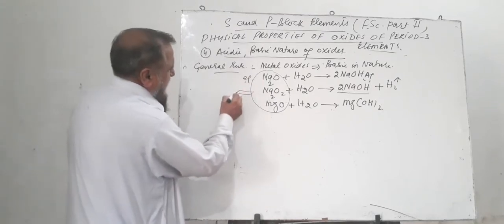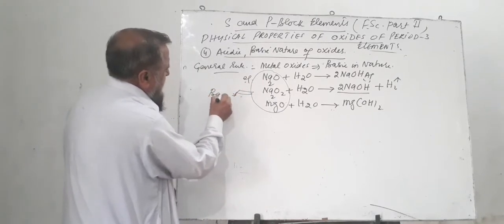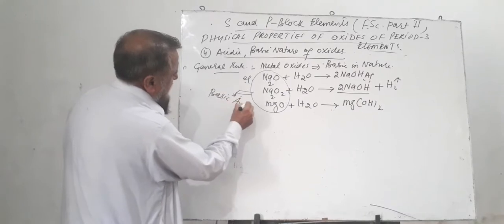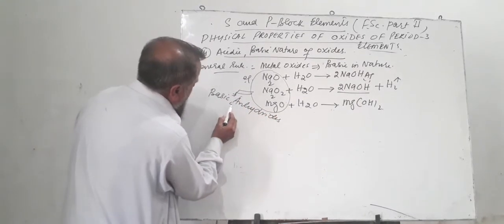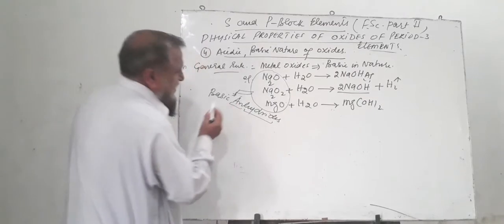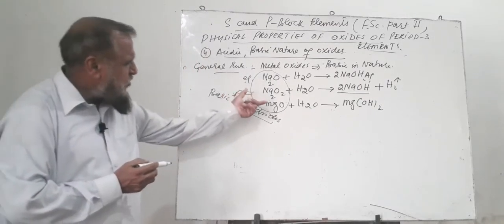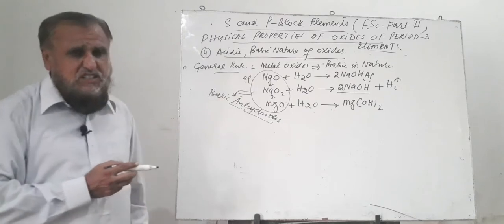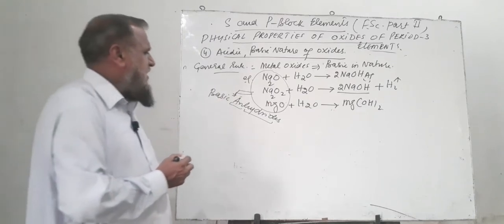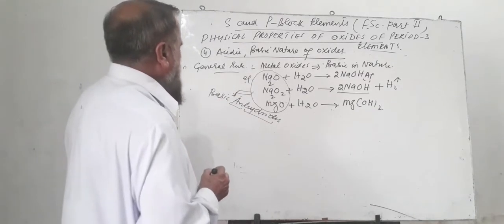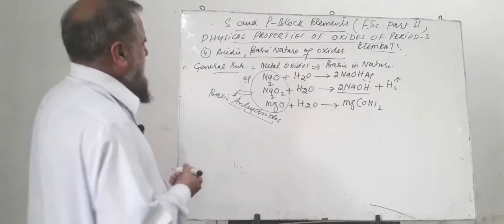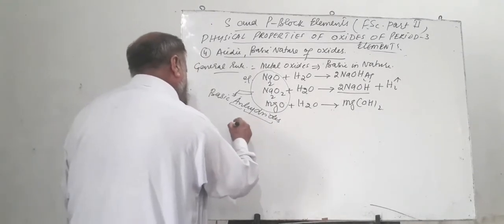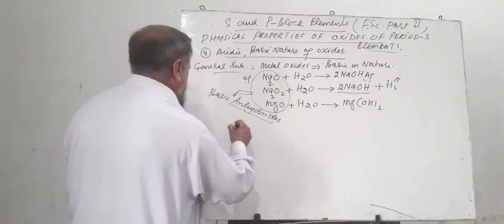therefore, these oxides are also called basic anhydrides. Anhydrides are the compounds which contain no water, but when they are dissolved in water, they produce strong alkalis. That is why they are also known as basic anhydrides. Due to basic nature, these oxides will react with acids and produce salts.